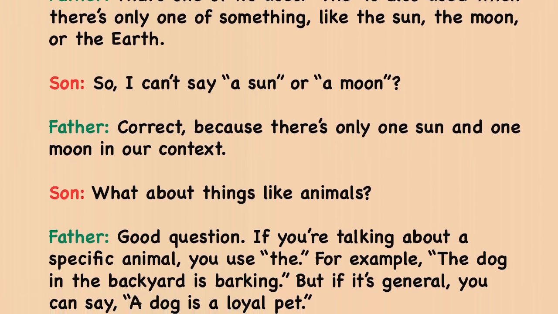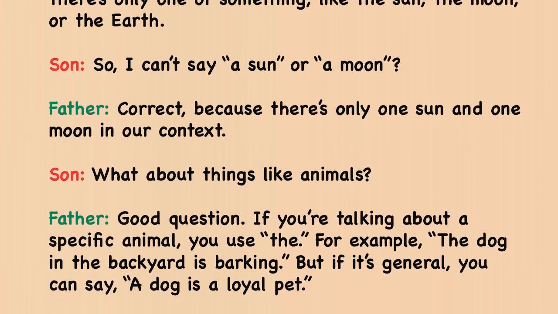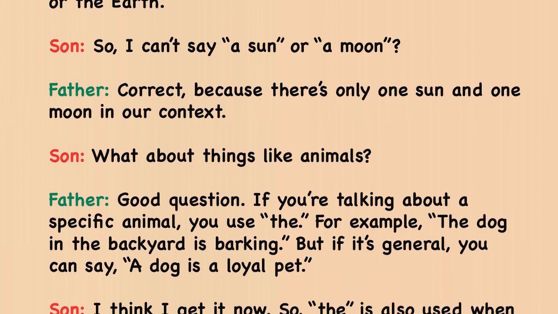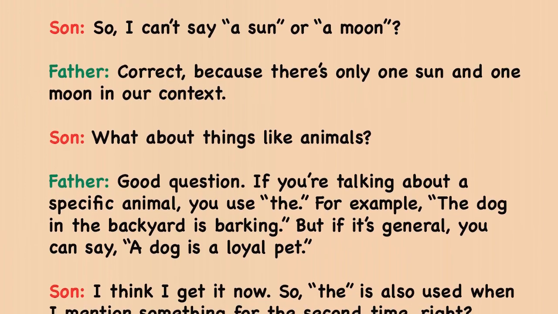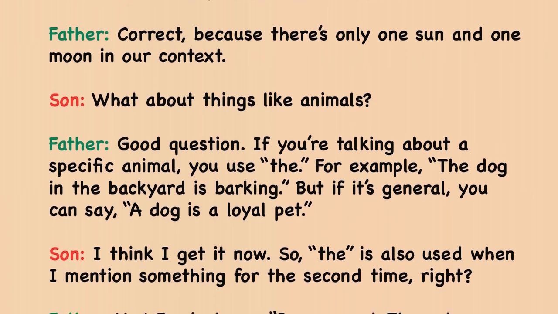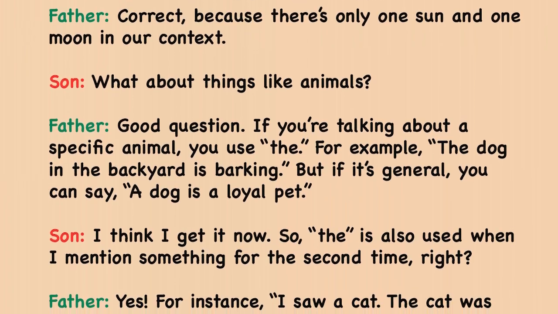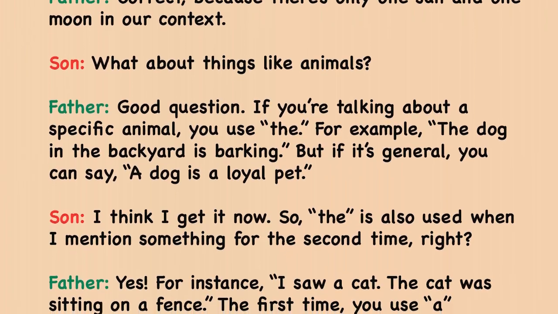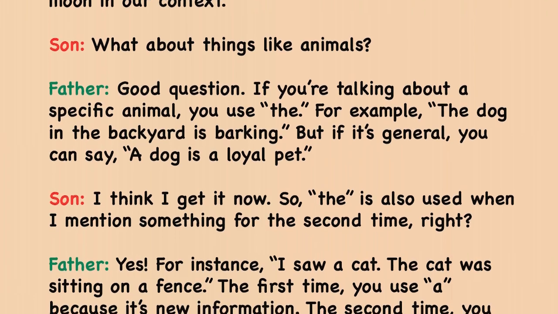What about things like animals? Good question. If you're talking about a specific animal, you use "the." For example, the dog in the backyard is barking. But if it's general, you can say, a dog is a loyal pet. I think I get it now.